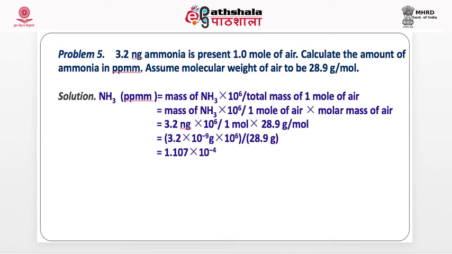What is the mass of ammonia? It is 5.2 nanogram. 5.2 nanogram into 10 to the power 6 upon 28.9. Nanogram is 10 to the power minus 9. So 5.2 into 10 to the power minus 9 into 10 to the power 6 upon 28.9 comes to 1.107 into this.